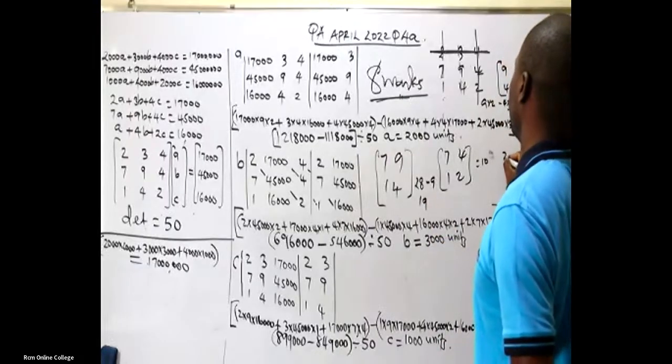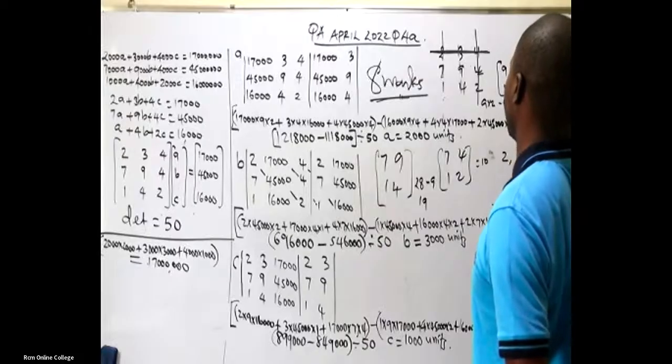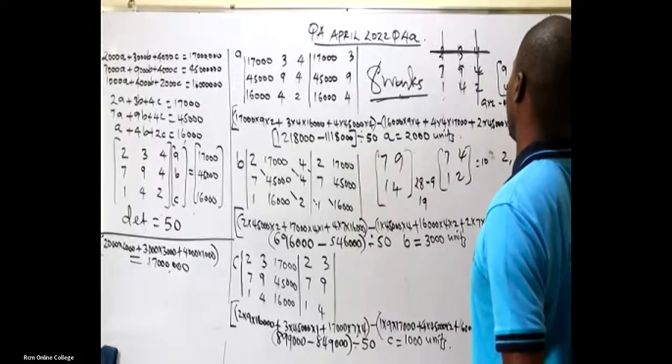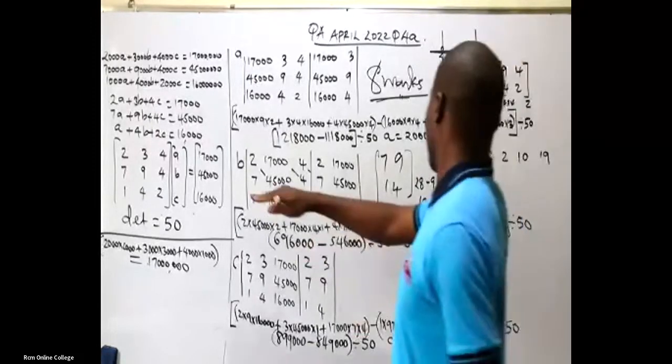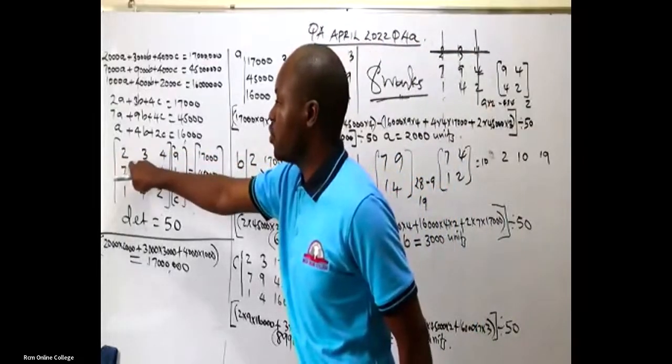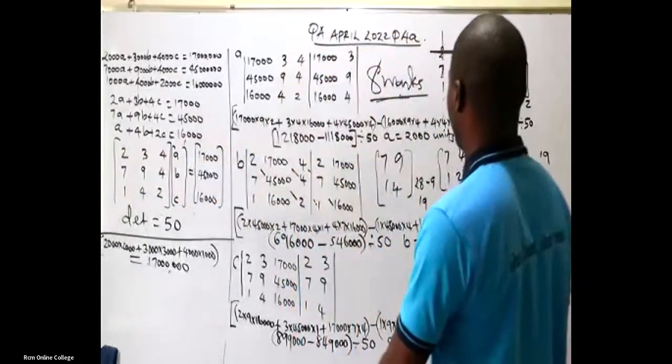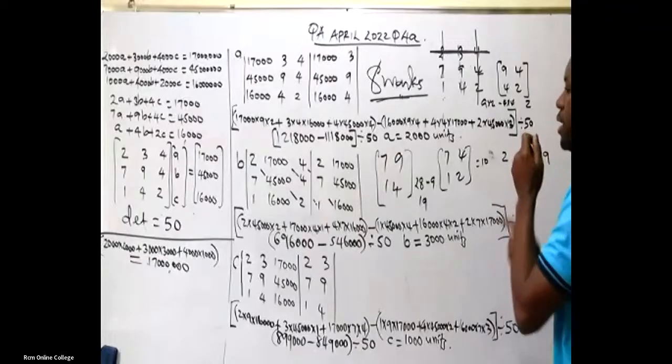So it will be 2, 10, 19. That is the first row. The row where we had 2, 3, 4 will now be changed to 2, 10, 19.